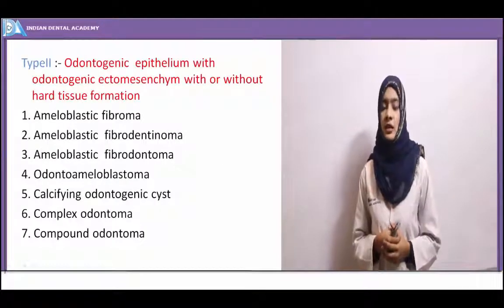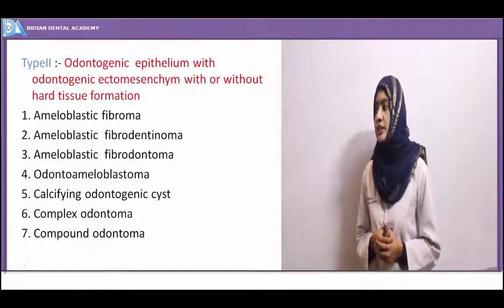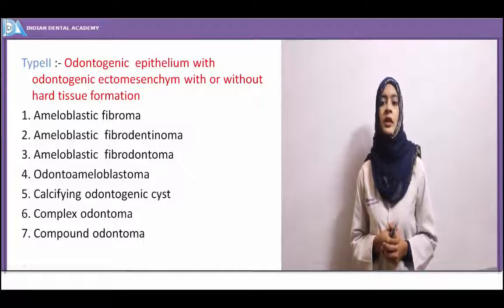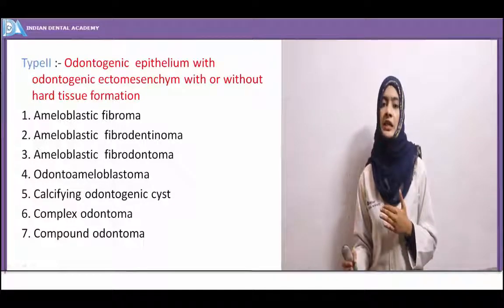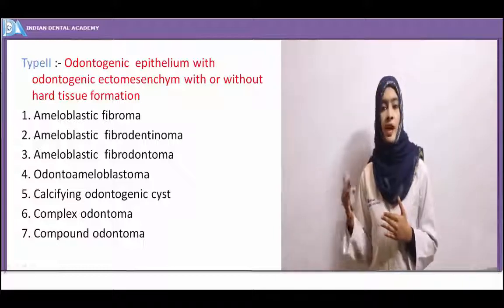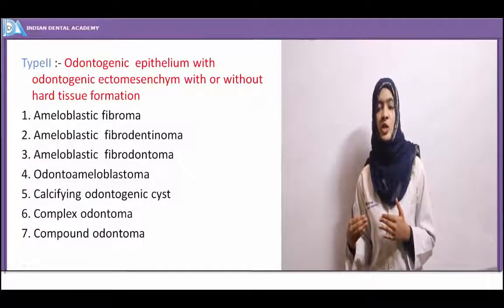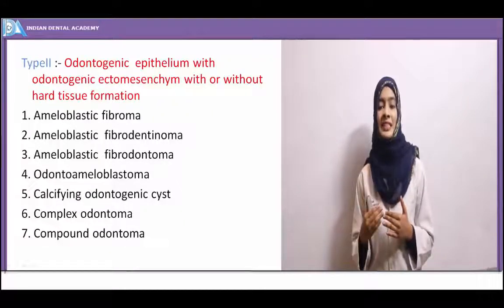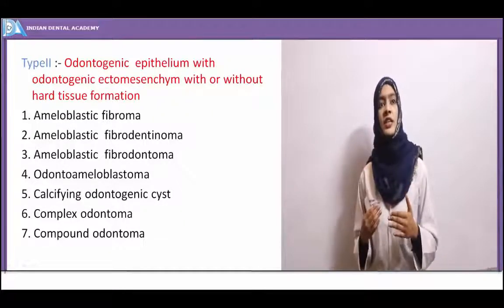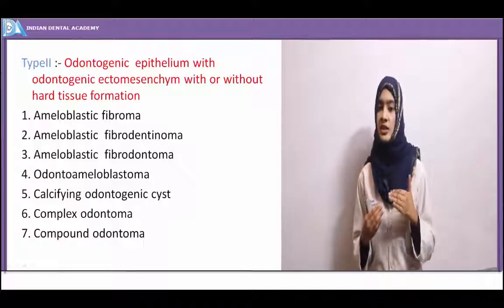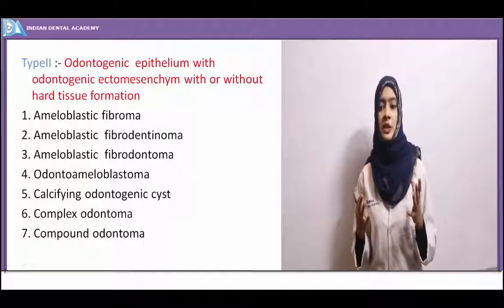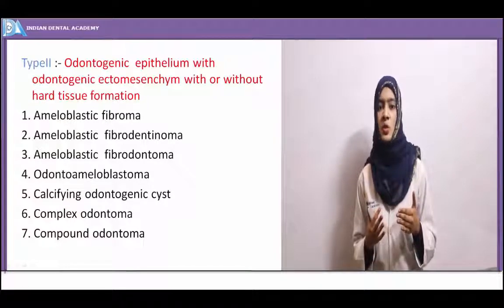Type 2 tumors are those which involve the odontogenic epithelium along with odontogenic ectomesenchyme, but there is no formation of any hard tissue like enamel or dentin. These include ameloblastic fibroma, ameloblastic fibrodentinoma, ameloblastic fibroodontoma, odontoameloblastoma, and calcifying odontogenic cyst. We have already studied calcifying odontogenic cyst in the cysts of the oral and maxillofacial region. This neoplasm is also known as dentinogenic ghost cell tumor.